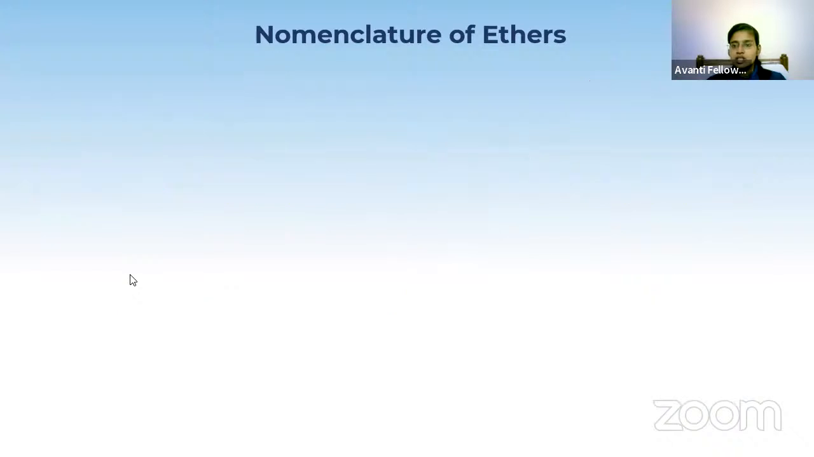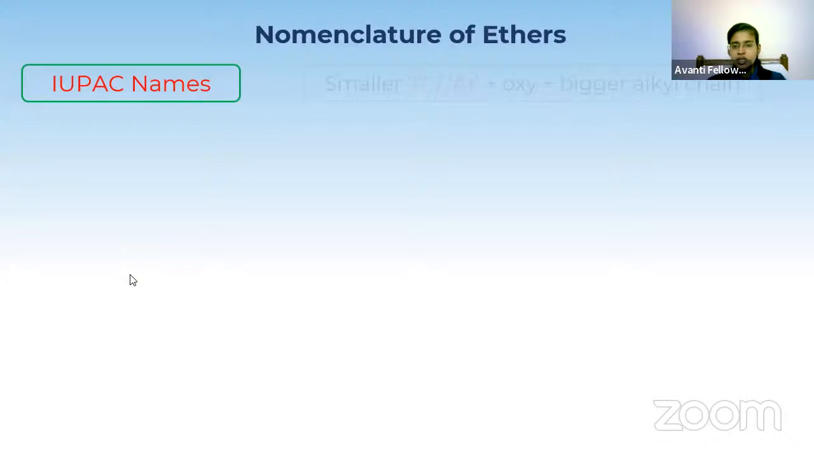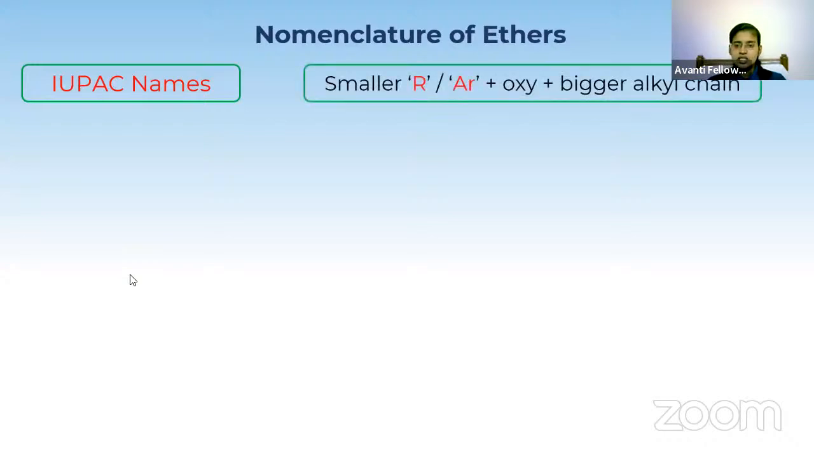Okay. So now going ahead with the IUPAC names of ethers. Here we have to follow this skeletal structure. We have two alkyl groups or aryl groups. In that you have to take the smallest alkyl group or the aryl group, then you have to add oxy, and then only the bigger alkyl chain has to come. So it is very easy. I will tell you when I'm giving the examples. Listen, I'm going to take the same compounds which I have taken in the previous slide.